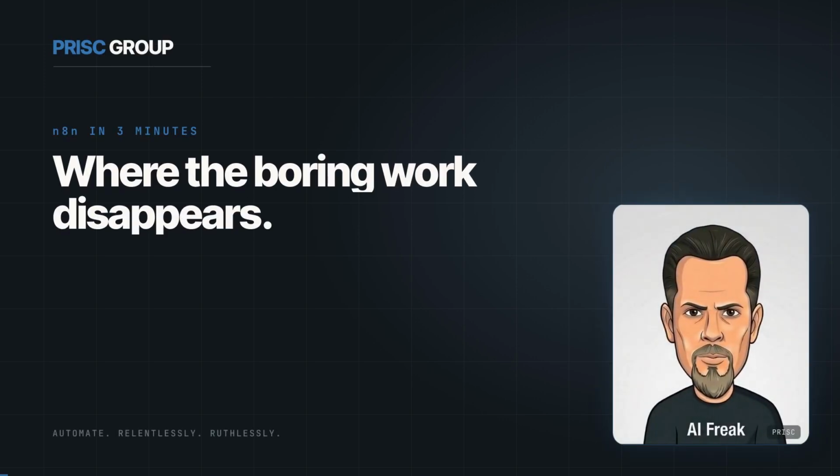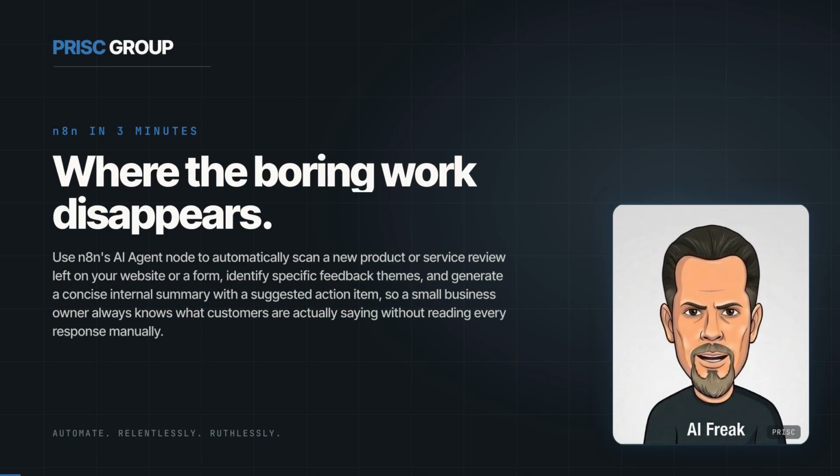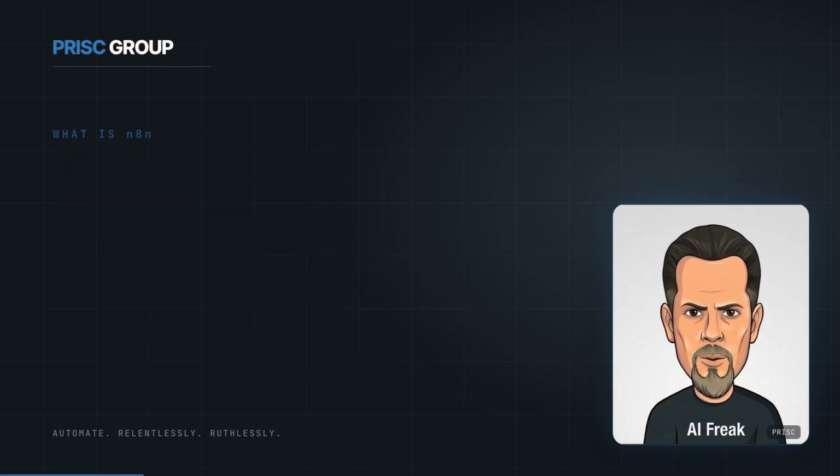Every week, customer reviews pile up in your inbox, and reading every single one manually is the kind of task that quietly eats hours you do not have. N8n changes that. N8n is a visual automation tool that connects the apps you already use. You build workflows by arranging boxes called nodes on a canvas, and each node does one specific job. Here is how it works.